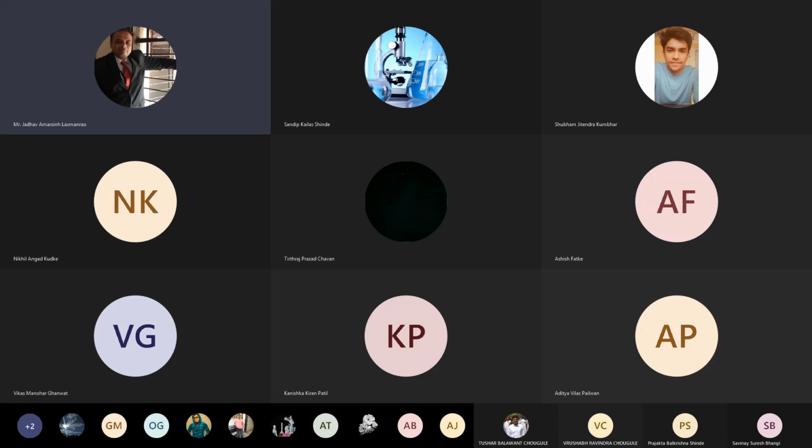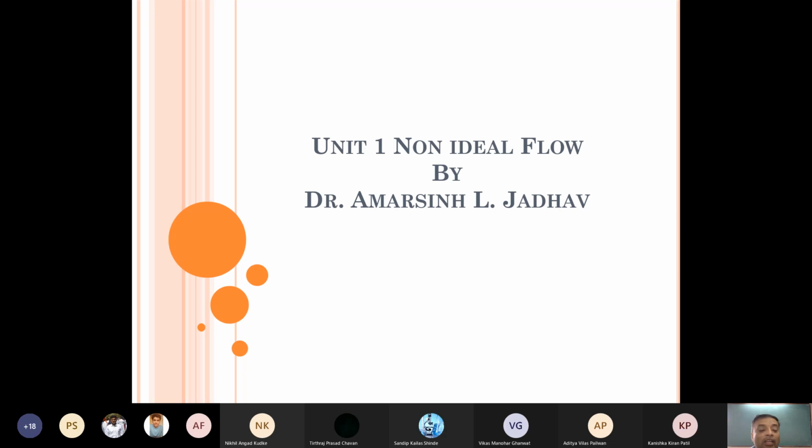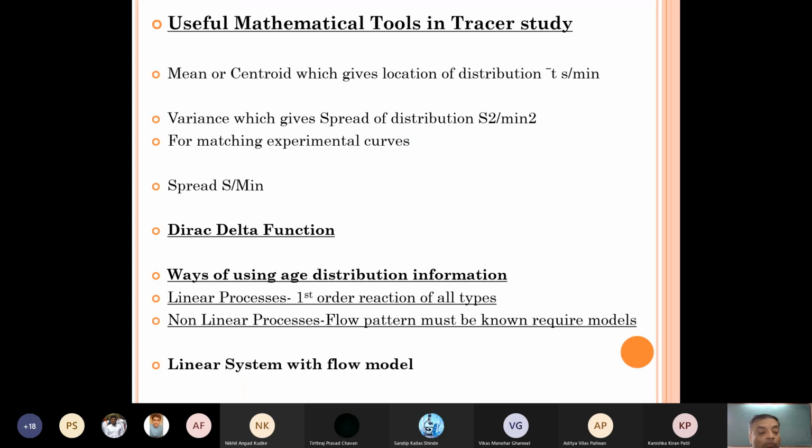Cover with the PowerPoint presentation, and in the last part, I will go with the... So this part we have already covered: Dirac delta function, ways of using age distribution information, and the linear process that we have covered now.